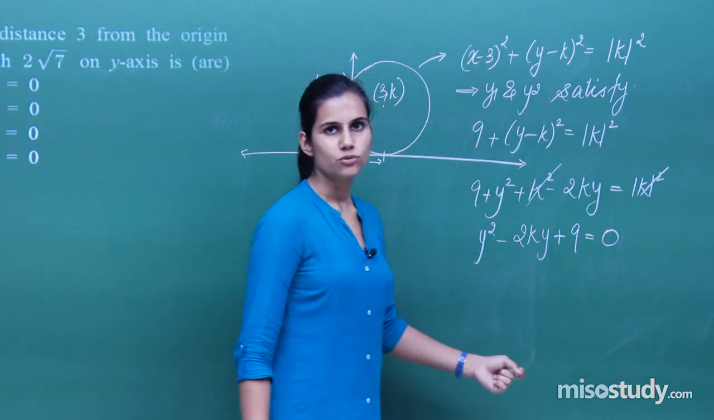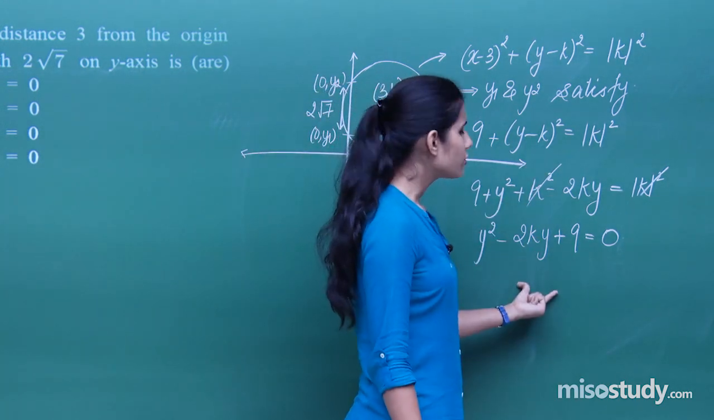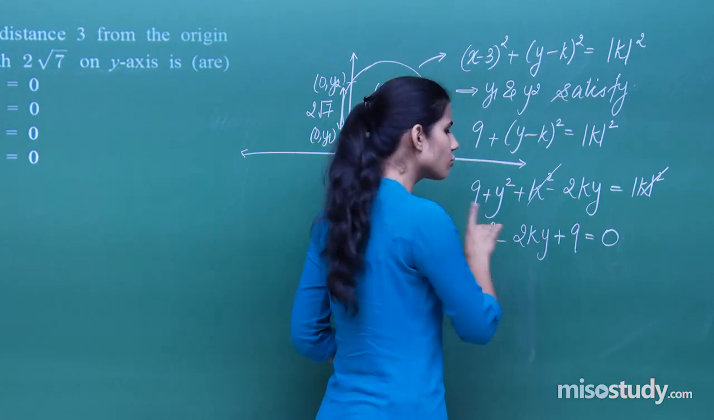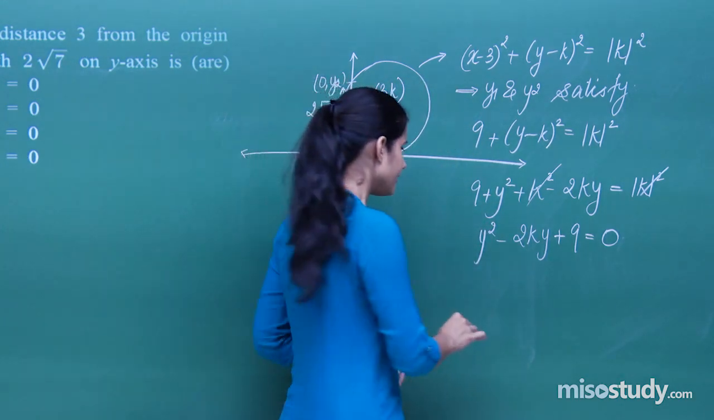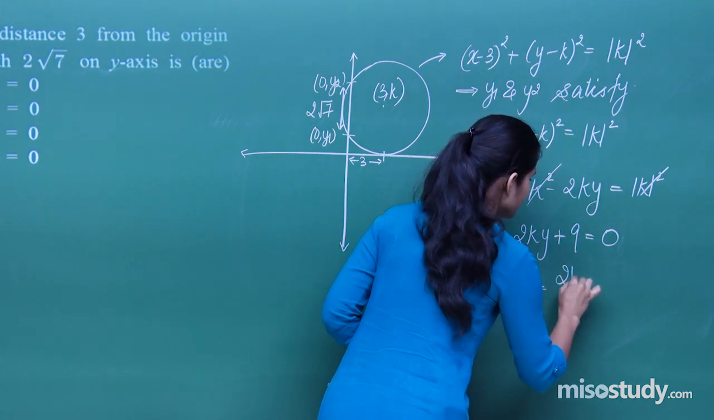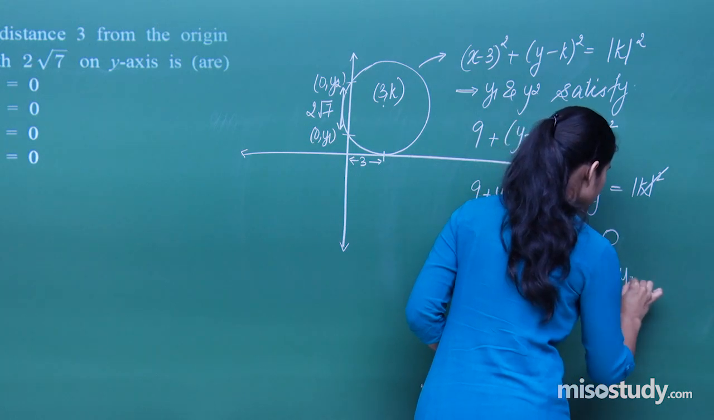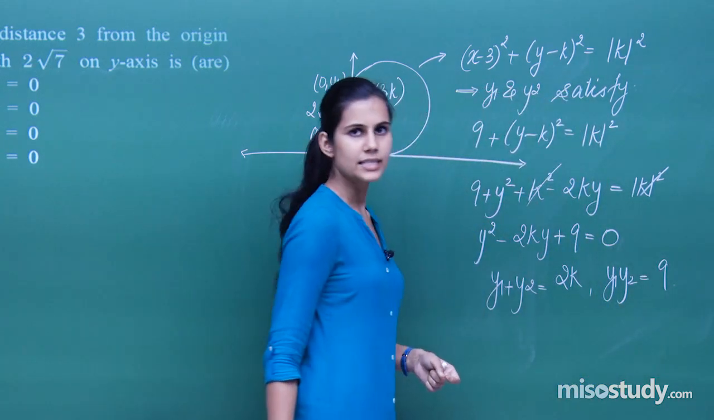Both y1 and y2 are going to satisfy this equation, right? The moment I am saying y1 and y2 satisfy this equation, that means they are the roots of this equation. Therefore, sum of the roots is minus b by a, which is 2k, and product of the roots is c by a, that is 9.